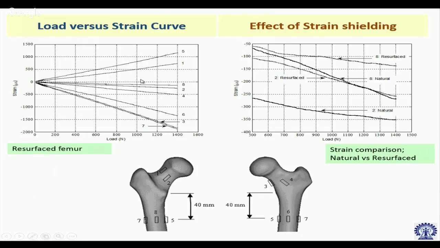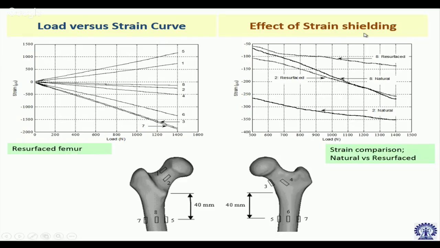Now I had plotted the load versus strain curve. This is also very important when you perform experiments in your lab and try to publish your work. You must give the output of your different strain gauges. We actually have 8 strain gauges. You can see it is marked, and as we increase the load, strain increases. This must be there as an output of your paper. This is the resurfaced femur.